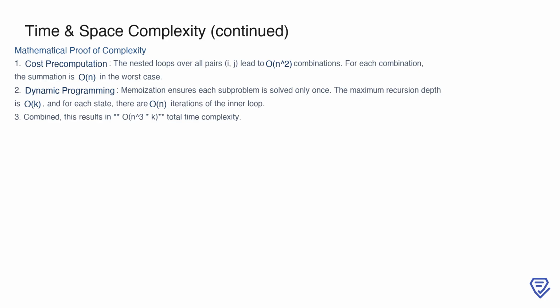Second, the dynamic programming step ensures each subproblem is solved only once due to memoization. The maximum recursion depth is O(k), and for each state, there are O(n) iterations of the inner loop. This results in O(n cubed * k) for the dynamic programming phase. Combining both steps confirms the total complexity is O(n cubed * k), which is significantly more efficient than the brute force approach for practical inputs.